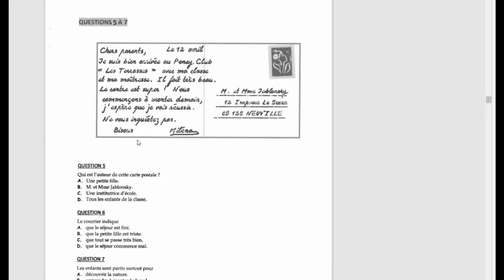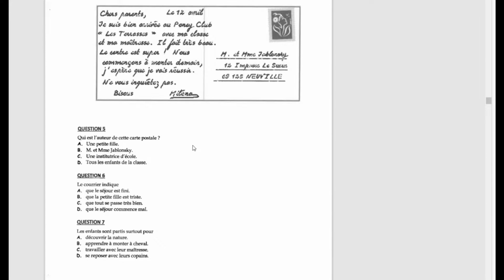Now, bisous is never used in formal situations, so it is very clear that some kid has written it, named Miton, I think. And now let's look at the questions again. So this first question is asking who has written this carte postale. I would say it's petite fille.